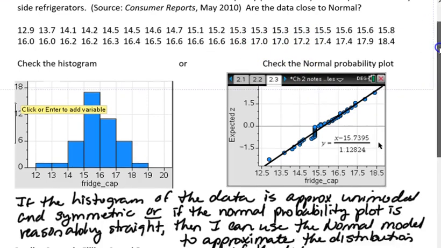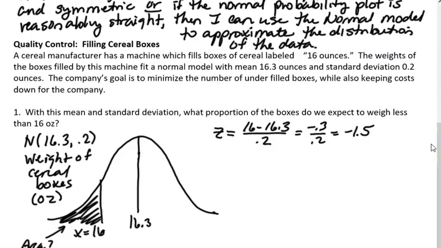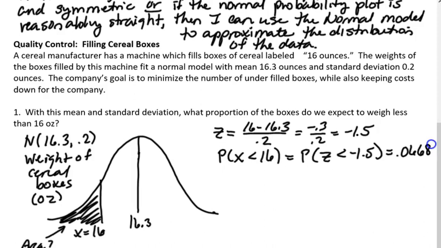So going back to my value. So the area, the probability that, and I'm going to write this in two ways, the probability that x is less than 16 is also equal to the probability that z is less than negative 1.5, which is approximately 0.0668.